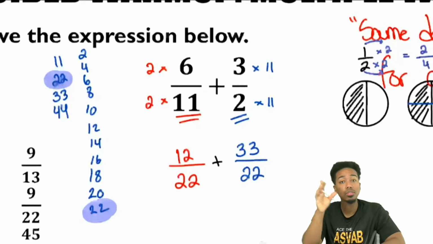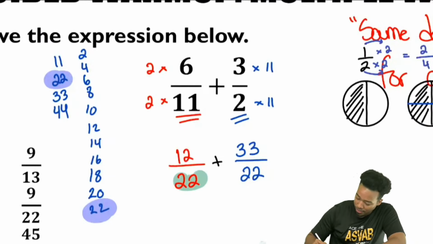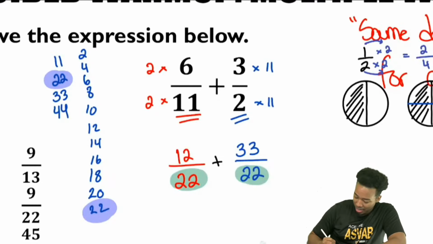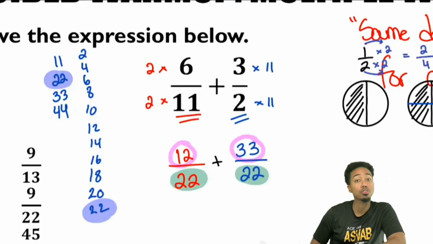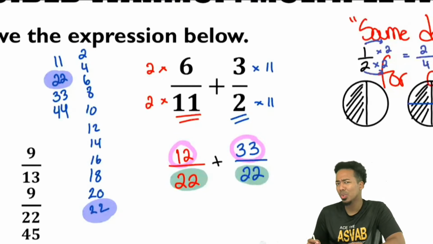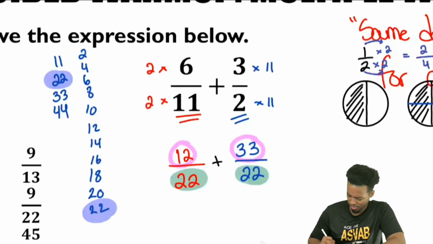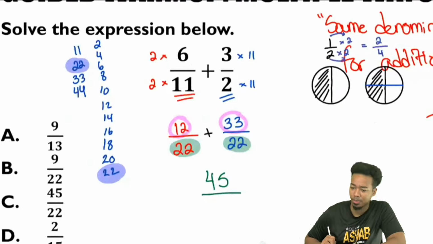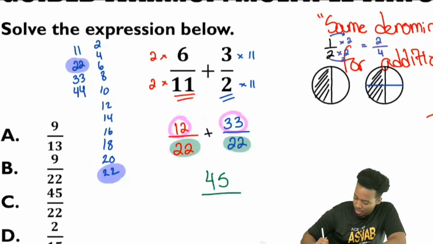So from here, the last thing we need to do is just add these fractions together, because we finally have the same denominator. That's what we need. Now that we have it, we're good. And remember, when it comes to adding fractions, we simply add across. Everybody, 12 plus 33 is going to be what? 45. Now, do we add the 22 and 22, or do we keep it the same? That's right. We keep it the same.